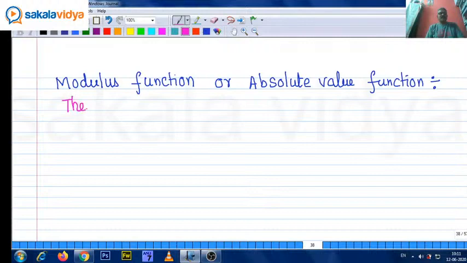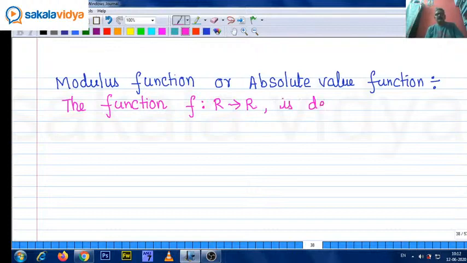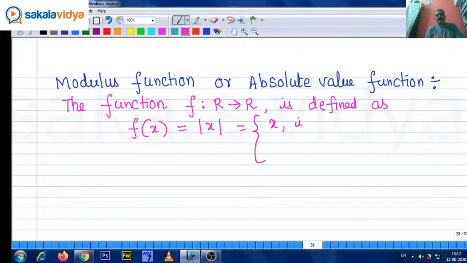The function f maps R to R is defined as f of x equals mod x, equals x if x is greater than 0, 0 if x equals 0, minus x if x is less than 0. So this is actually the definition of the modulus function.